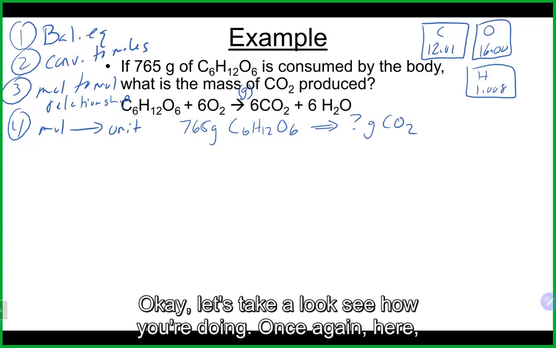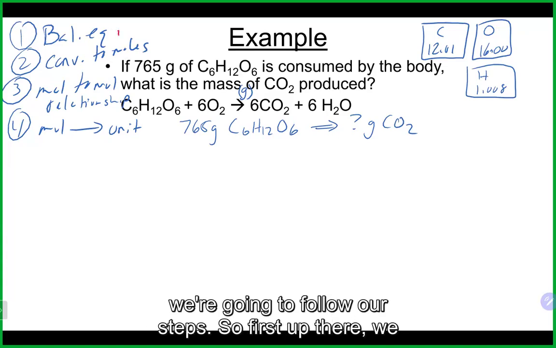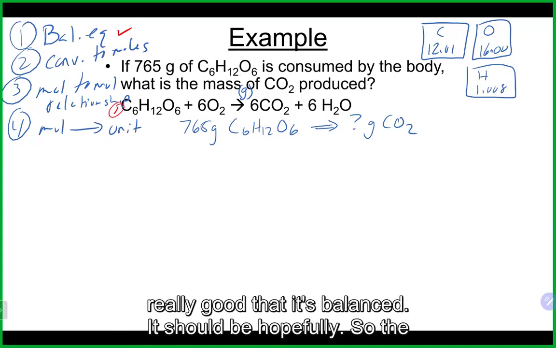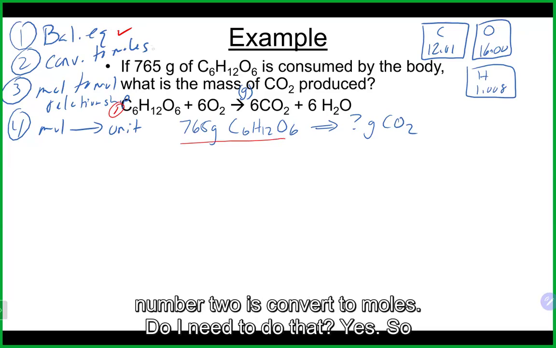Okay, let's take a look and see how you're doing. Once again, we've got a stoichiometry problem. That should automatically tell you we're going to follow our steps. So first step, we want to balance the equation. I see coefficients, so I'm hoping that it's balanced. It should be, hopefully. The only thing given to us is 765 grams of C6H12O6.